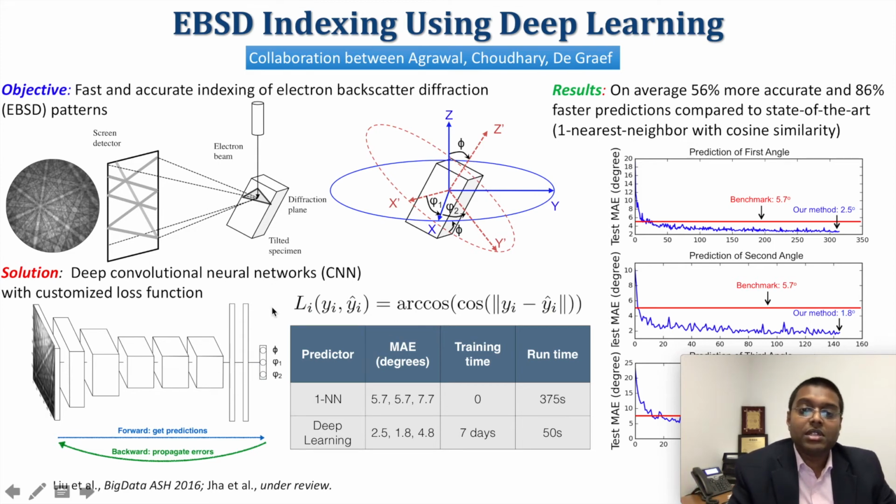So we came up with this customized loss function, cos inverse of cos of the difference of angles, so that everything is mapped to 0 to pi, and it increased the training cost a lot. You can see it almost takes a week to train these models, but it's very fast, an order of magnitude faster, and about half the error compared to the nearest neighbor with cosine similarity, the state-of-the-art method that they're using. This was published in Big Data, a top computer science conference, a couple of years ago, and the material science journal paper is currently under review.